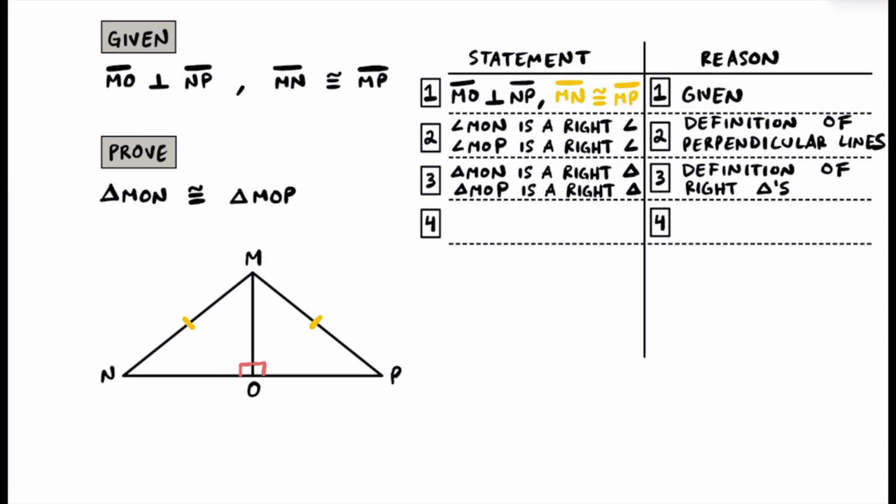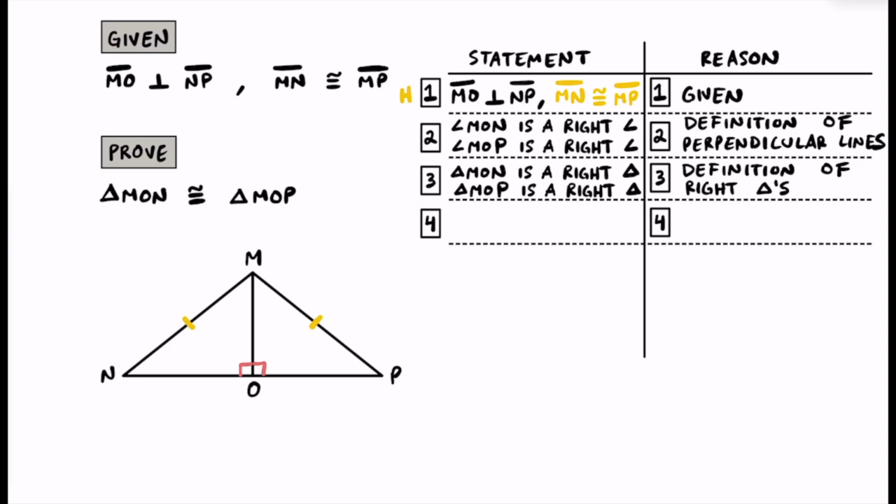Keep in mind that we already know that segments MN and MP are congruent to each other, and those are both the hypotenuse of each of their respective triangles. And so if we can prove that one of the legs of these two triangles are congruent to each other, then we can use that HL theorem and prove that the triangles are indeed congruent by that theorem. Alright, for statement 4, I'm not going to use any of the given information.